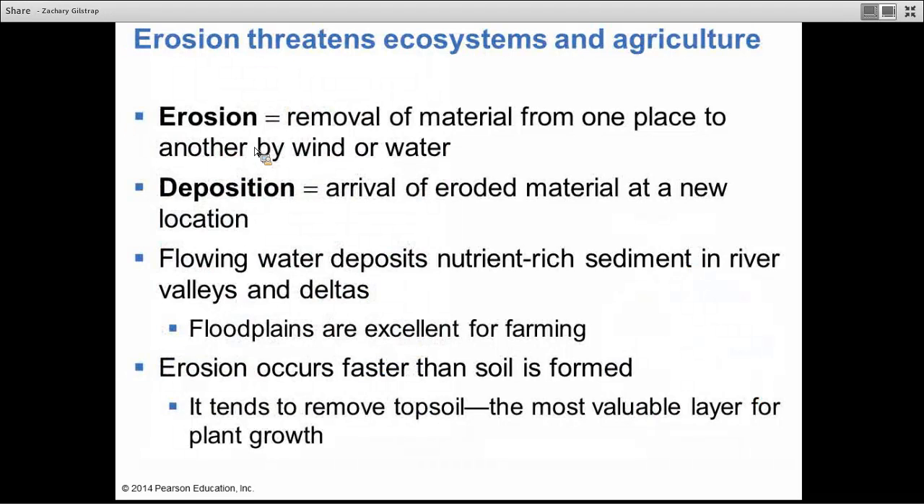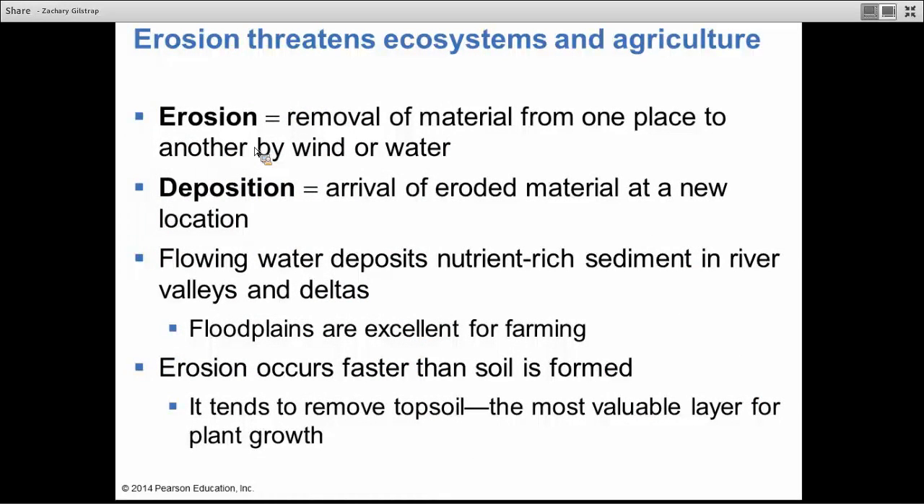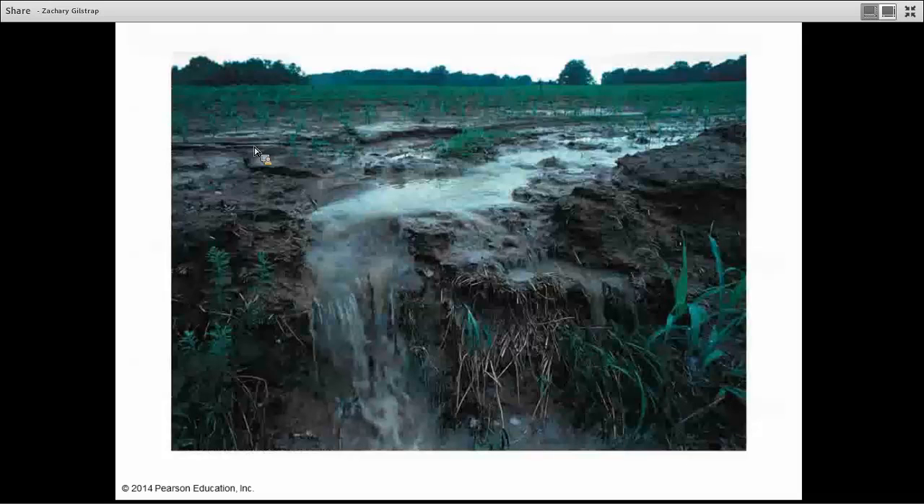So erosion is something that threatens ecosystems. I was just talking about it. Erosion is the removal of material from one place and its transport toward another by the action of wind or water. Deposition occurs when eroded material is deposited at a new location. Flowing water deposits nutrient-rich sediment in river valleys and deltas. Now, this is a reason floodplains are an excellent place for farming. If you think about the Nile in Egypt, erosion often occurs faster than soil is formed. It tends to remove topsoil, the most valuable layer for plant growth. And here we see an example of erosion.